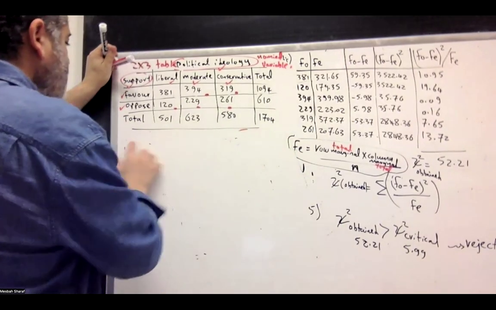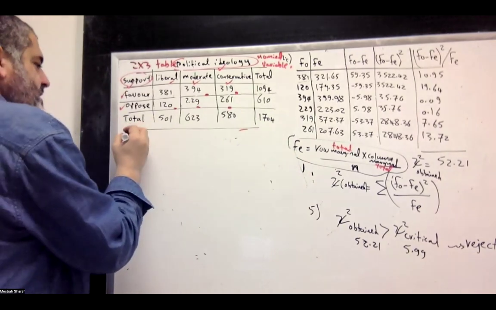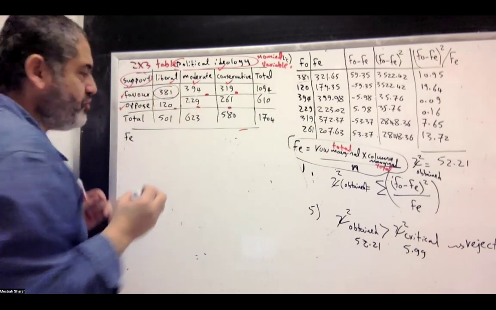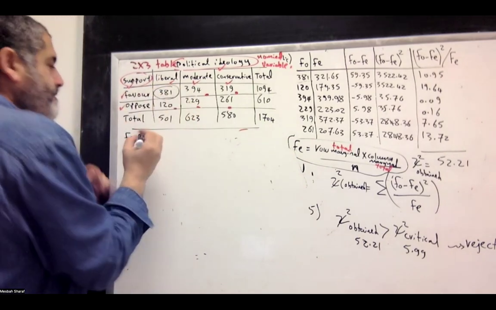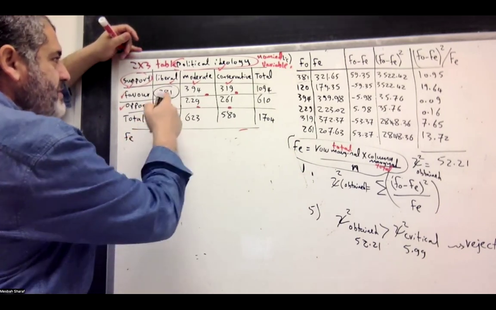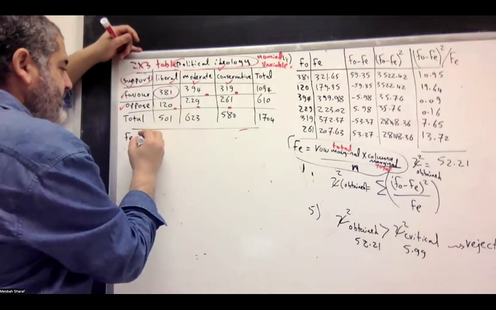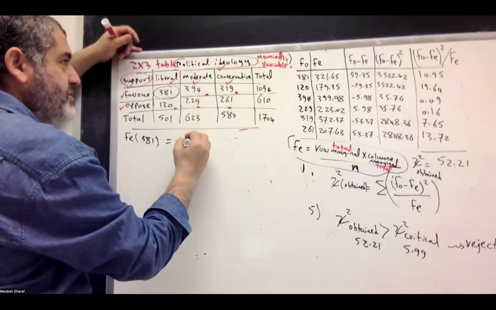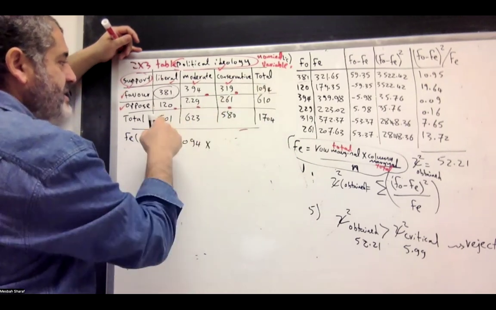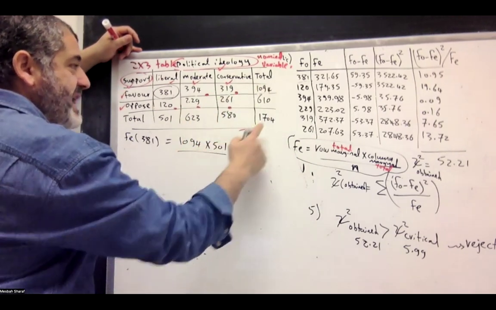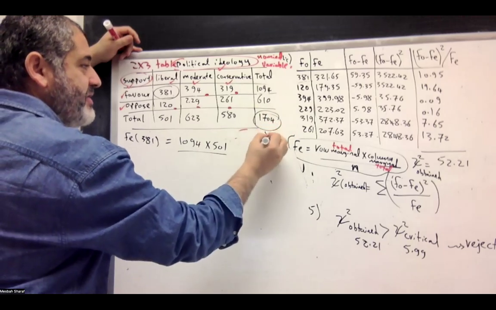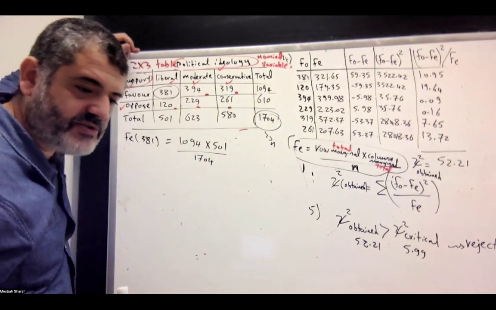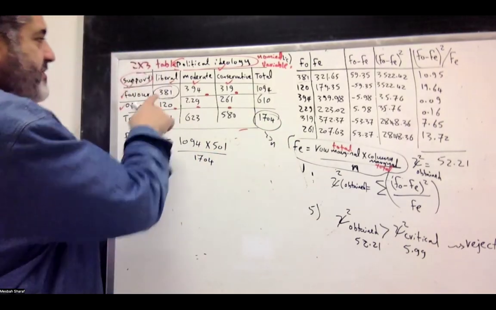So let me get the expected frequency for this cell. What to do for that cell? The expected frequency for the 381 is going to be what? It's going to be the 1094 times the 501 divided by n. N is how much? This is the total n, 1704. So this is the expected frequency of that cell.